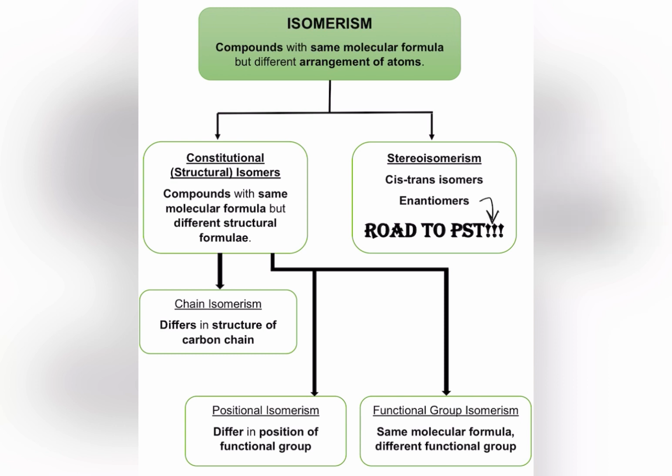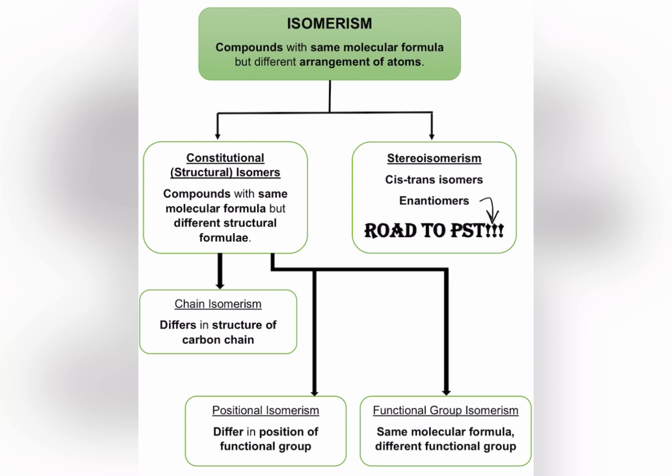Next, we are going to continue with the structural isomers. There are three examples of them. The first one is chain isomer. Chain isomerism differs in the structure of the carbon chain, where the carbon chain will be in its longest chain or in a shorter one.